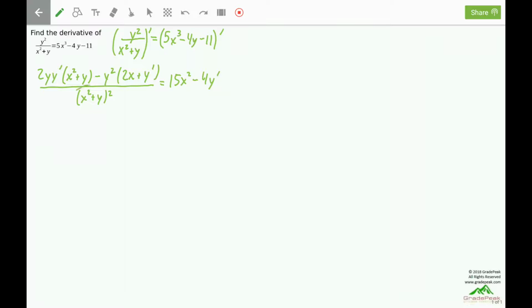In the next step, I'm going to take this denominator produced from the quotient rule and multiply it to the numerator, in which it will then distribute. So we have 2y, y prime, times x squared plus y, minus y squared times 2x plus y prime, the entire numerator, equals multiplying the denominator, x squared plus y quantity squared, which will distribute into 15x squared minus 4y prime.